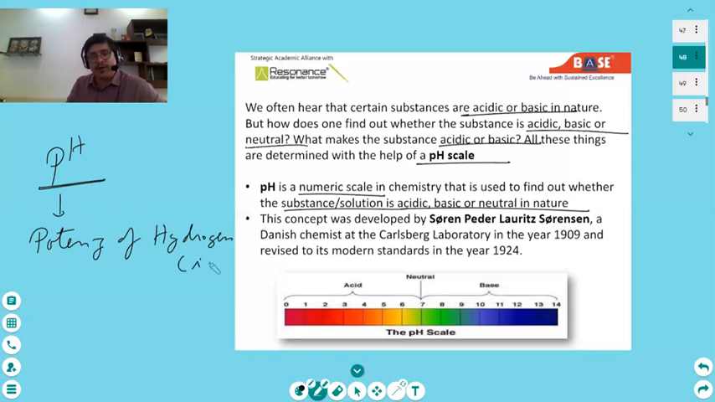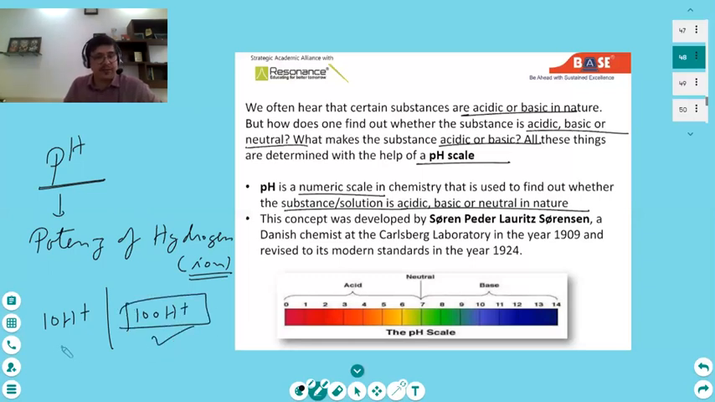Basically, potential of hydrogen ion. Potential means what? Power. Suppose I have two beakers. In one beaker I have 10 H plus ions, a layman explanation. In another beaker I have 100 H plus ions. Which has more power? This one. Which is the stronger acid? This one. Which is the weaker acid? This one.